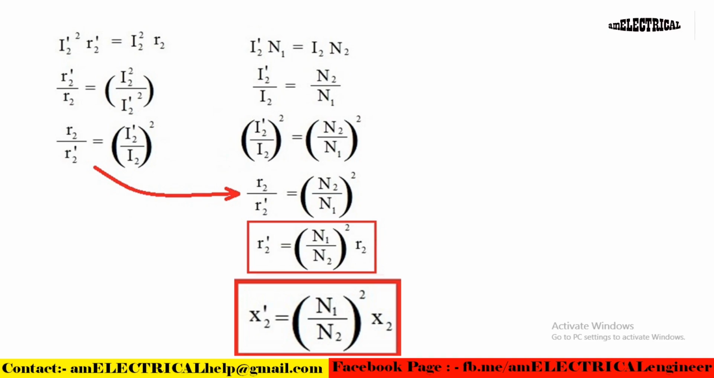Similarly, in case of reactance also, X2 dash will be equal to N1 divided by N2 whole square multiplied by X2. In case of impedance Z also the same formula. That means in case of resistance, reactance, impedance, if we refer all of them from the secondary side to the primary side, then we have to multiply that resistance, reactance and impedance with the multiplication factor N1 by N2 whole square. So now I hope your idea regarding this topic, impedance transformation, is clear.